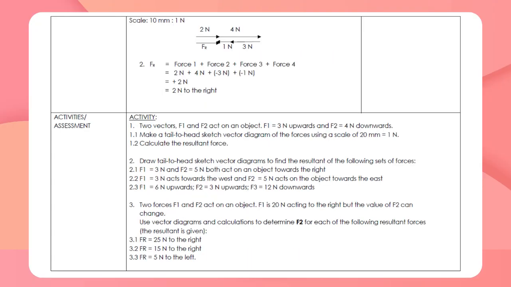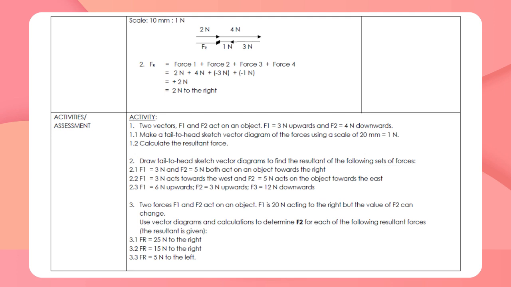Scale, 10 mm, 1N. 2N, 4N. FR, F1, F3, F2. FR equals force 1 plus force 2 plus force 3 plus force 4, equals 2N plus 4N plus minus 3N plus minus 1N, equals plus 2N, equals 2N to the right.